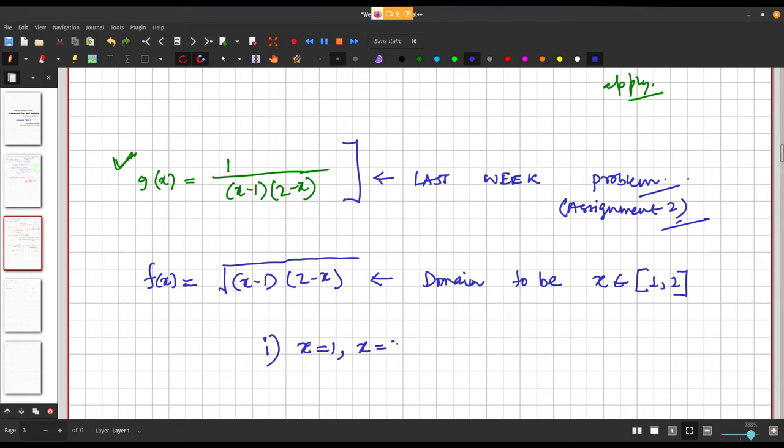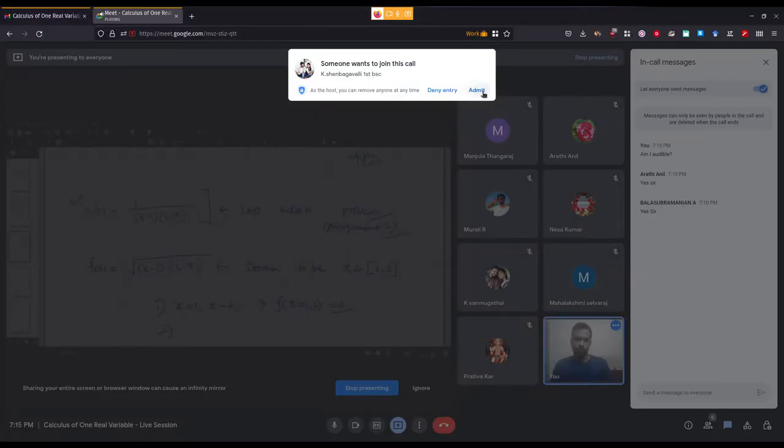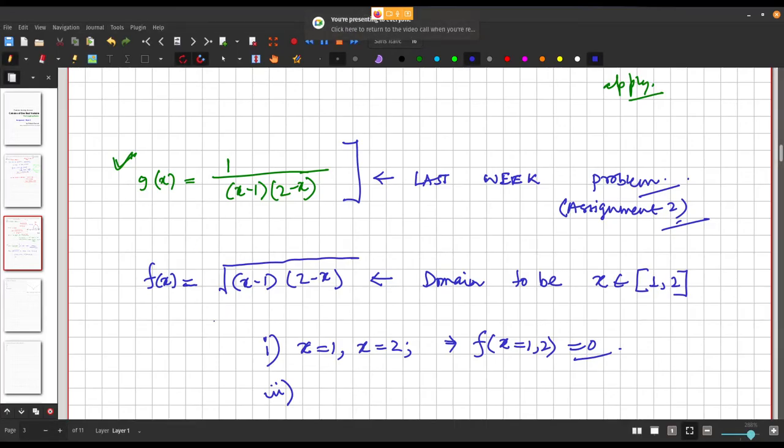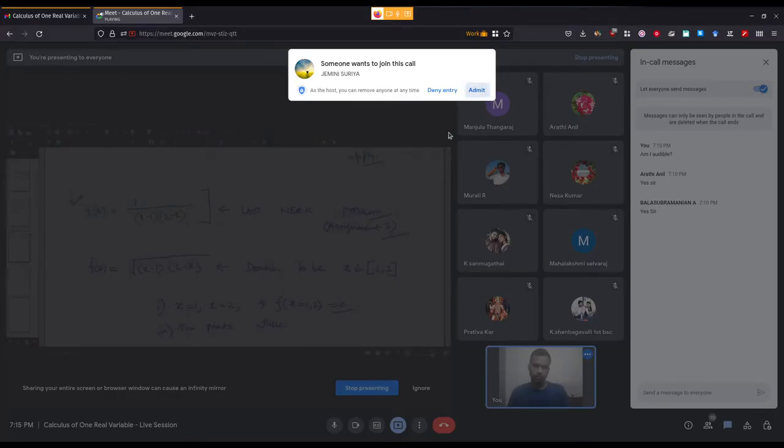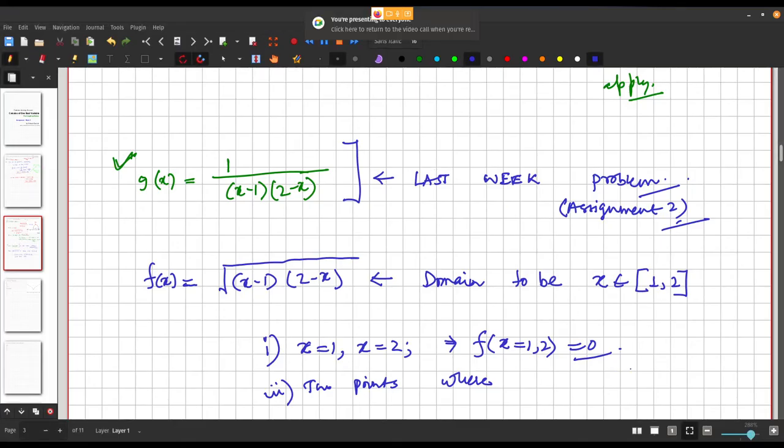at x equal to 1 and at x equal to 2 the function is defined, and we will find that for both these values the function gives a value of 0. So the function is well defined. Now we have to find two points where the function has exactly the same value.